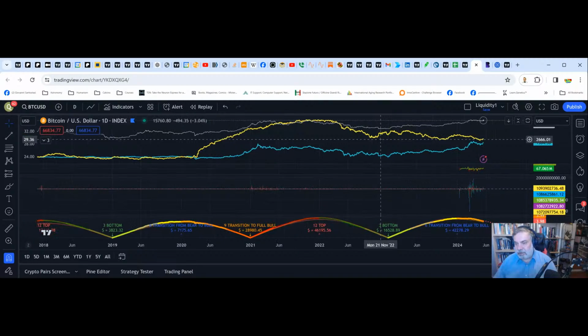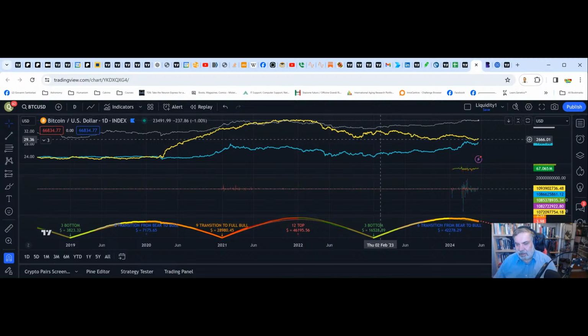Now, I don't think MicroStrategy drives Bitcoin, it's the other way around. We can do some Granger causality test and see if there is any evidence of MicroStrategy driving, even locally, Bitcoin. I doubt it, but let's see what the data shows.